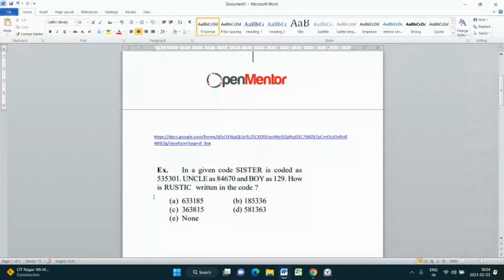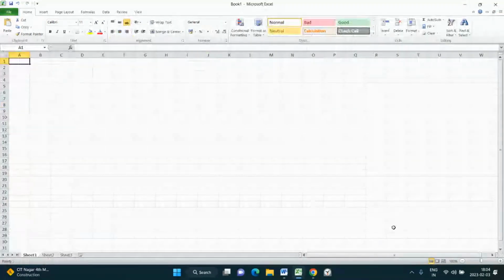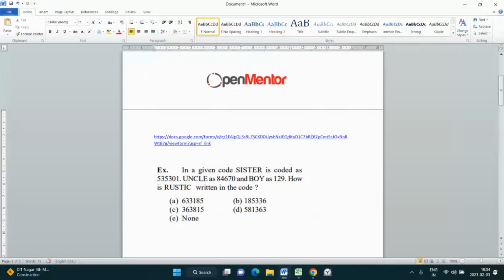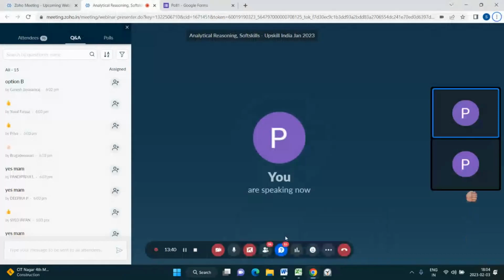In this example, in a given code, SISTER is coded as 535301. Is the Excel visible to you? Is my screen visible to you? Okay, you all can hear me, and you all can see my screen also.